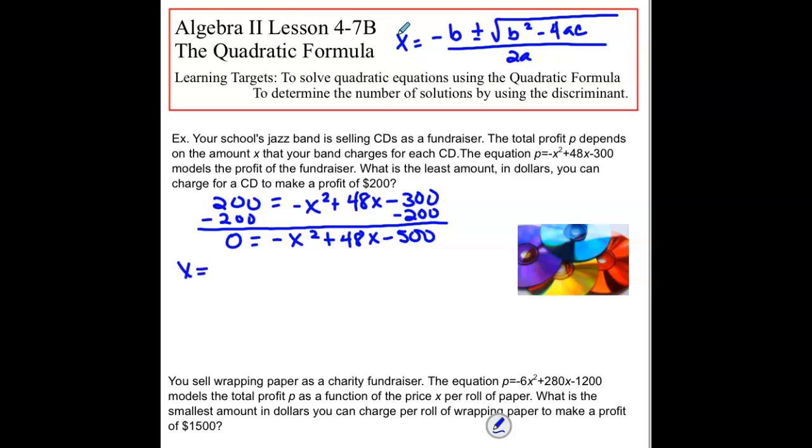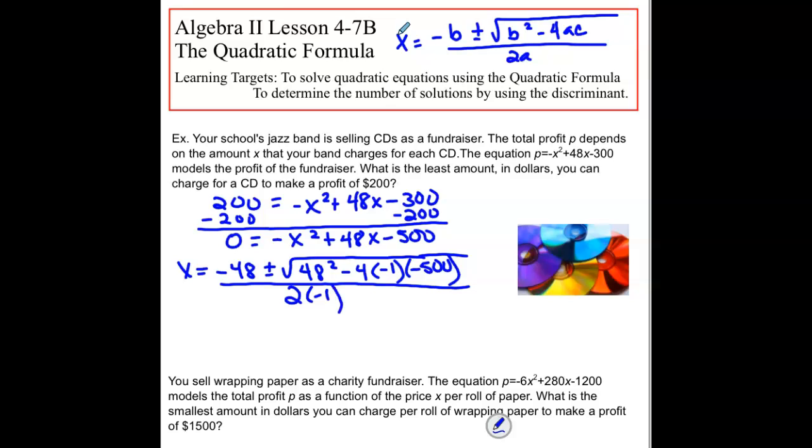So x equals the opposite of our b term, so negative 48, plus minus our big square root of the discriminant. Discriminant is b squared minus 4 times a times c. And again, remember that your signs have to come with those numbers. All of it divided by 2 times a. All right, so we have some larger numbers. I don't expect you to know what 48 squared is, but go ahead on your calculator. You should be able to just type in 48 squared minus 4 times negative 1 times negative 500.